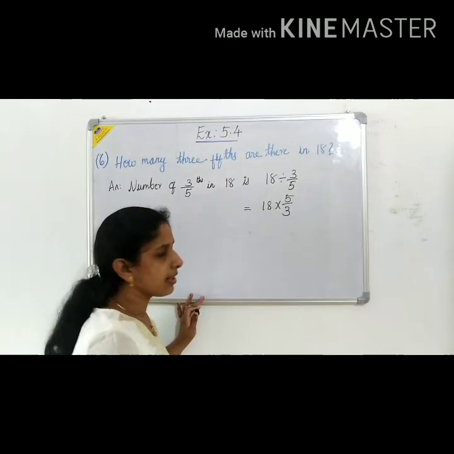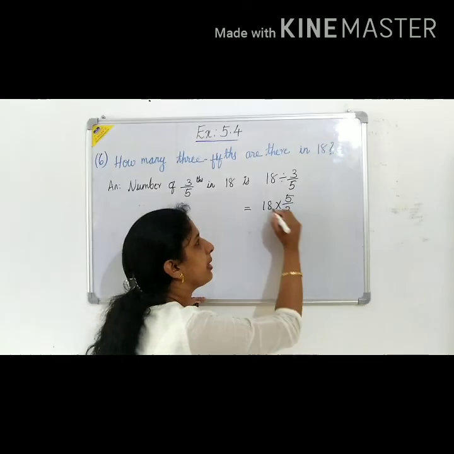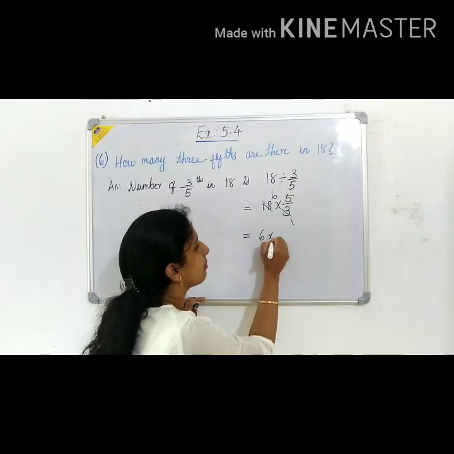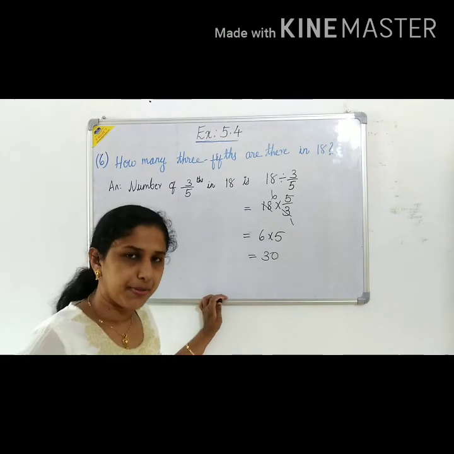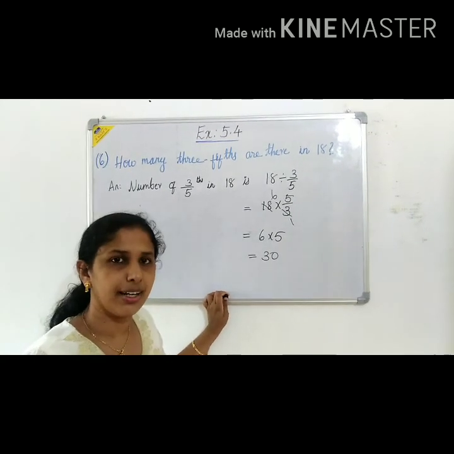Then we can cancel the common factors. 3 and 18 we can cancel. 3 by 3, 1, 6 3s are 18. That is 6 into 5, and that is equal to 30. So how many 3/5 are there? 30. 30 3/5 are there in 18.